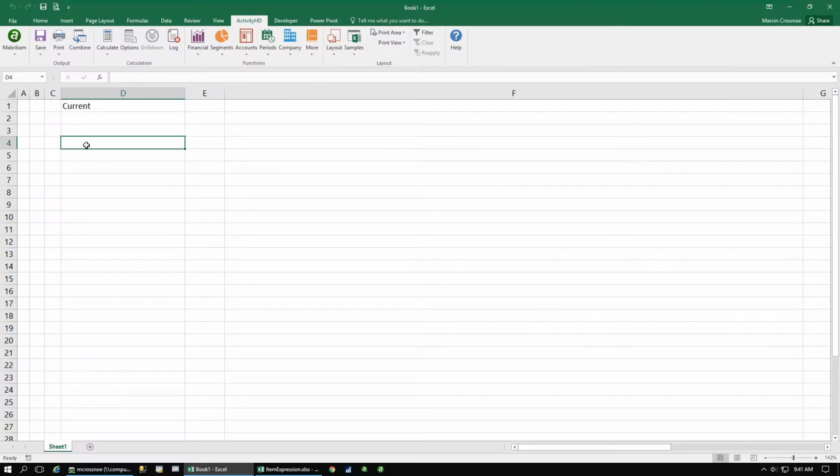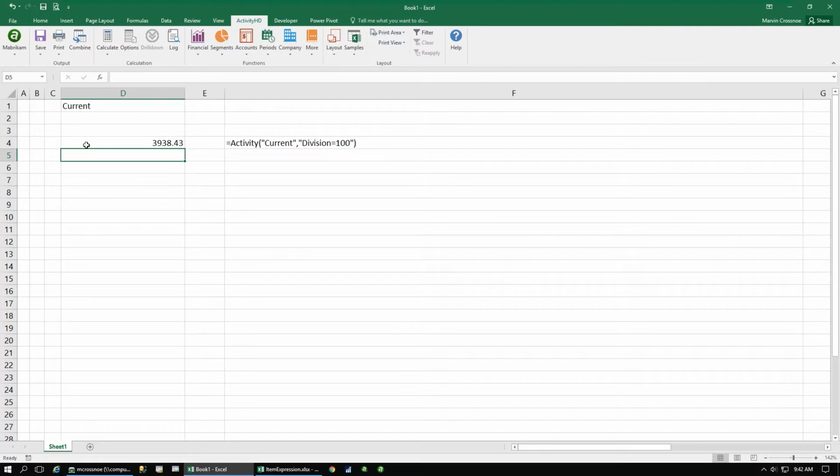We're going to explore the ItemExpression function. The ItemExpression function is a helper function. It makes it easier to specify arguments in some ActivReporter functions. A typical numerical function in ActivReporter is of this form, where the first argument is current and the second argument is division equal 100.